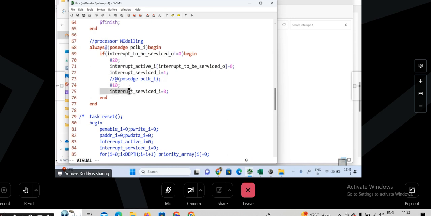Then the interrupt is generated here. Peripheral modeling is done here. Then I'm finishing this. This is the process of processor modeling. Then what I'm doing? This is a task for write data. Did you understand? This is the write data task. This is the end task. Now I'm writing the reset task.